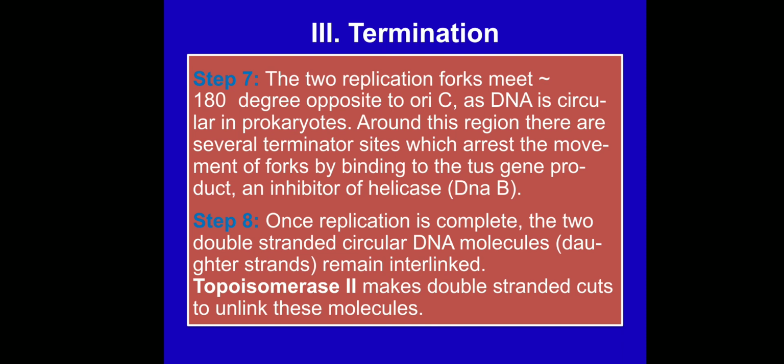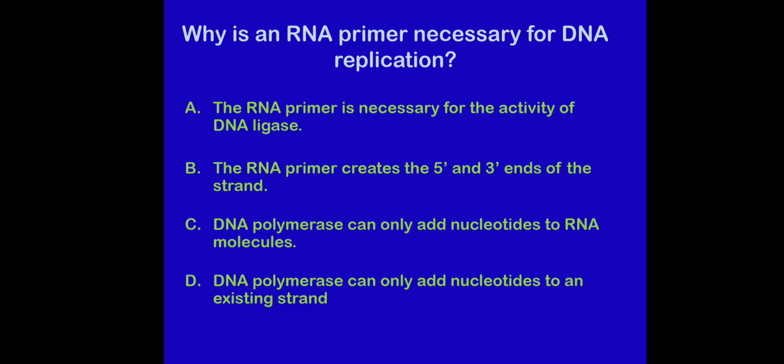And in step 8, replication is complete. The two double stranded circular DNA molecules, that means the daughter molecules, remain interlinked. Topoisomerases make a double stranded cut to unlink these molecules.